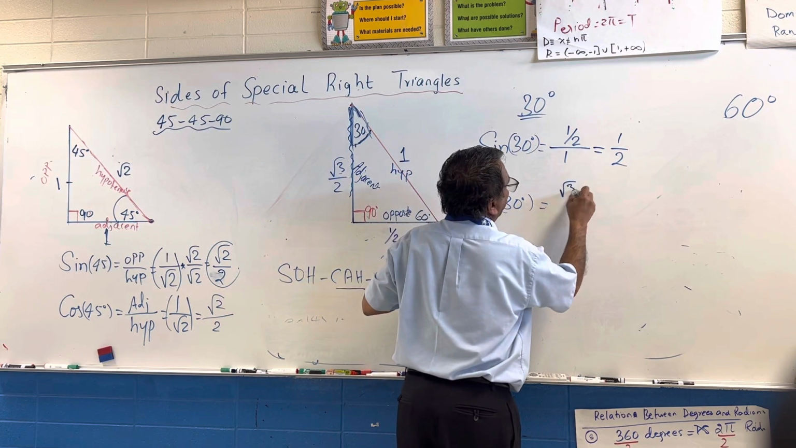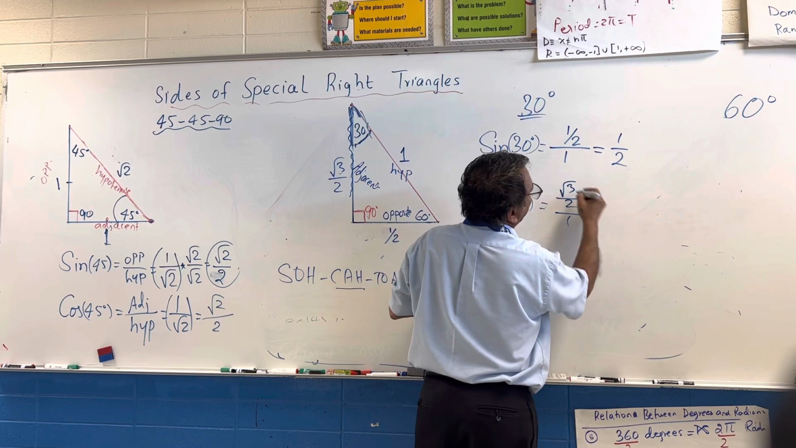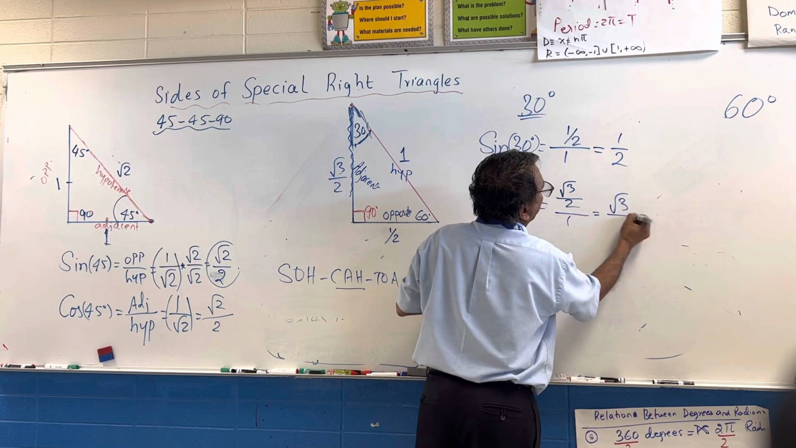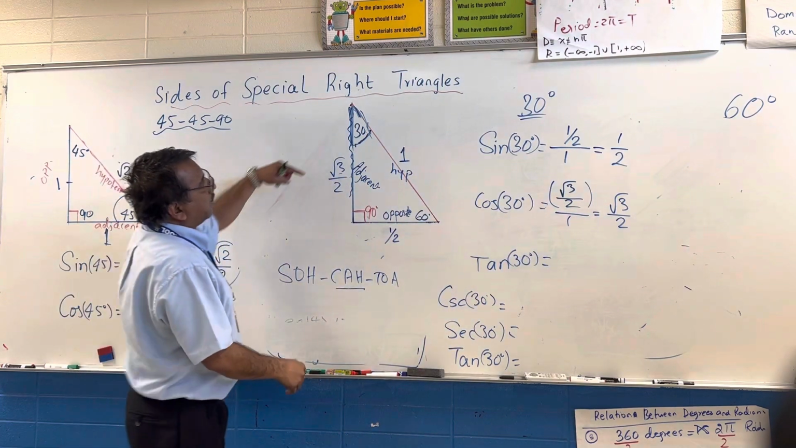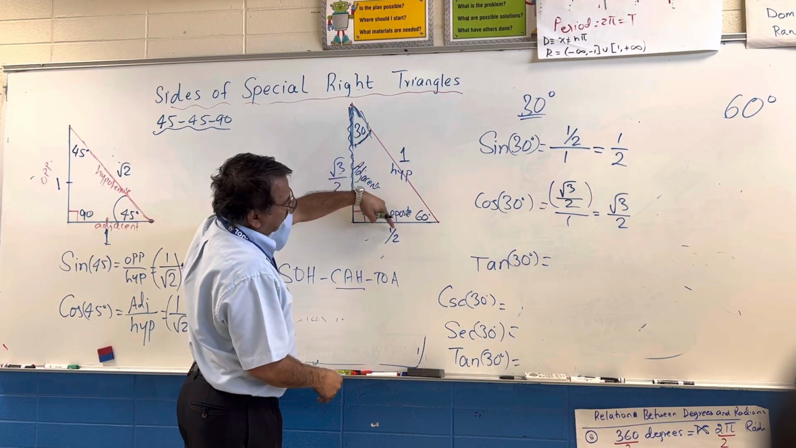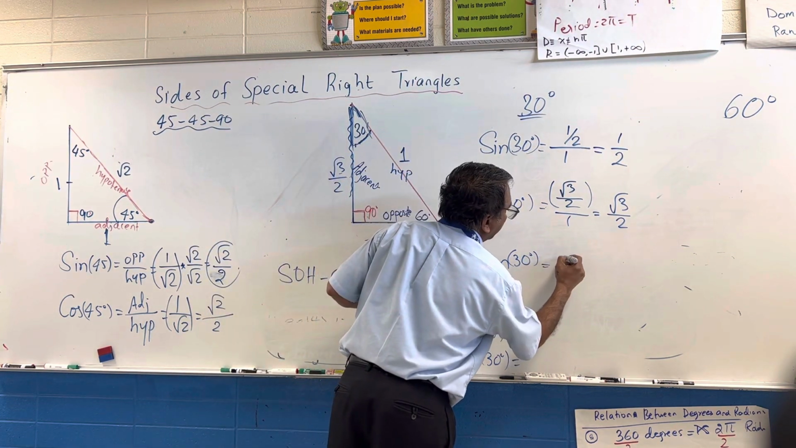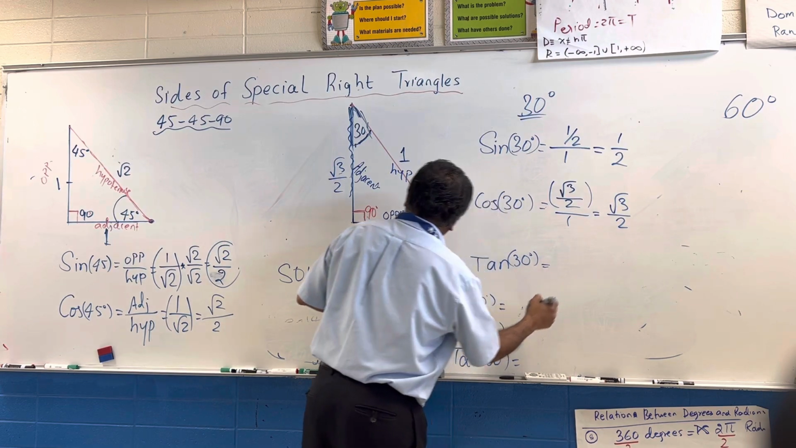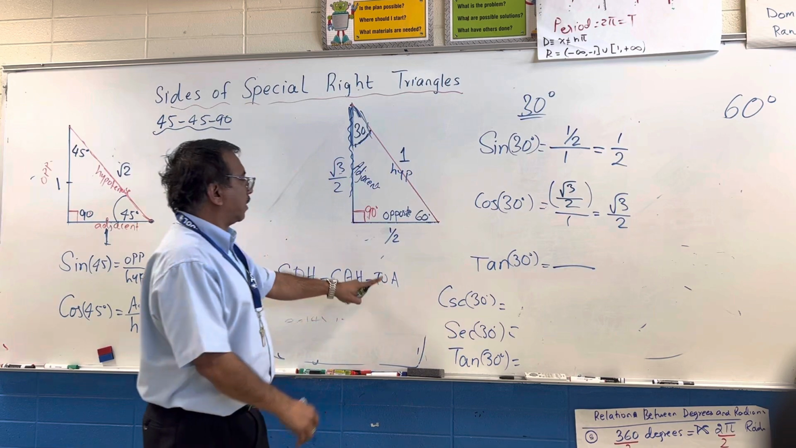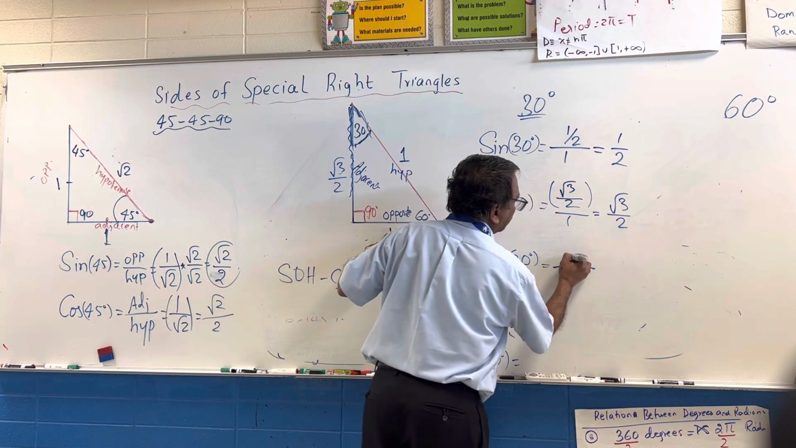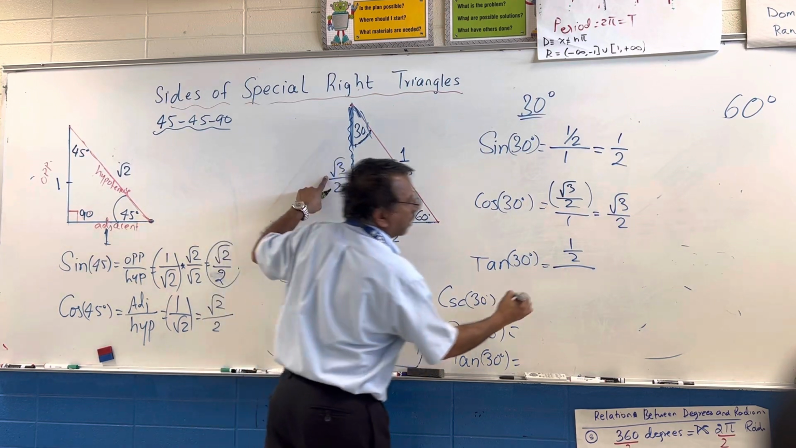So write root 3 by 2 divided by 1. Anything divided by 1 ends up the same. Remember, the numerator stays the same. For tan 30, so TOA: opposite over adjacent. The opposite side is the numerator, which is half, and the adjacent is root 3 by 2.